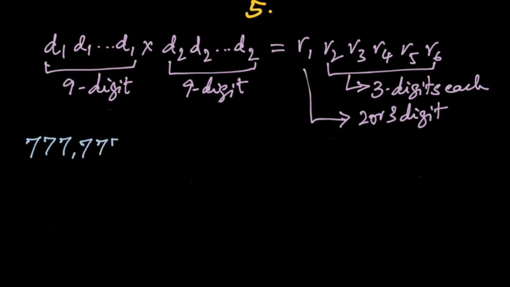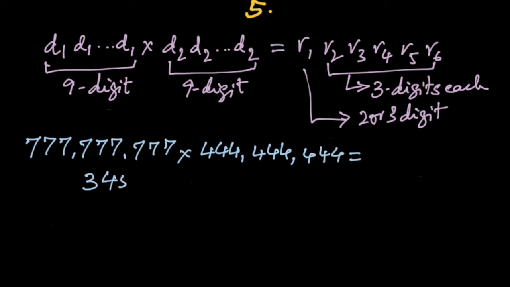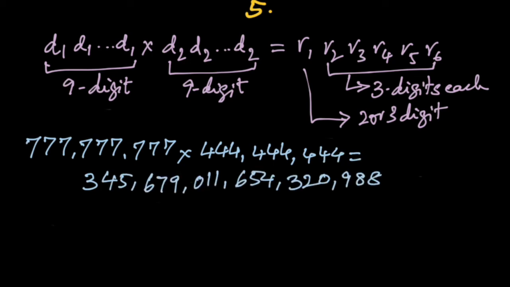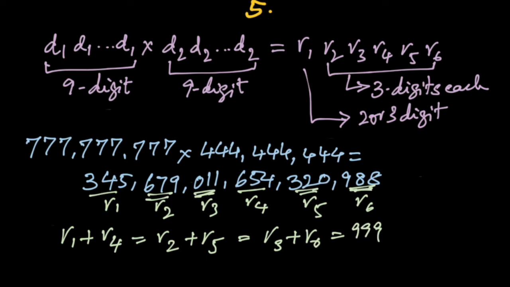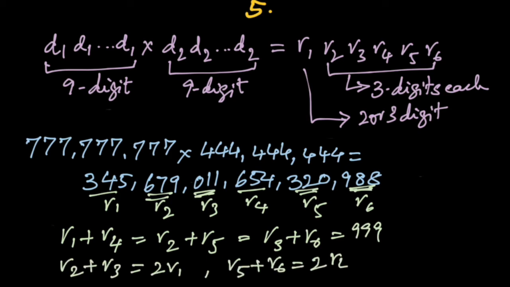So let's do some examples. Suppose we have to multiply 9 7s with 9 4s. So this is the answer of the multiplication. So here R1, R2, R3, R4, R5, R6 are like this. Now if you add R1 plus R4 you get 999. If you add R2 plus R5 you get 999. And if you add R3 plus R6 you get 999. And R2 plus R3 equals 2 times R1, and R5 plus R6 equals 2 times R4.